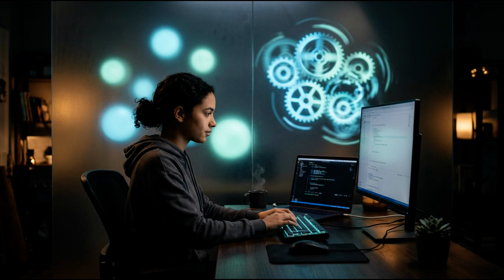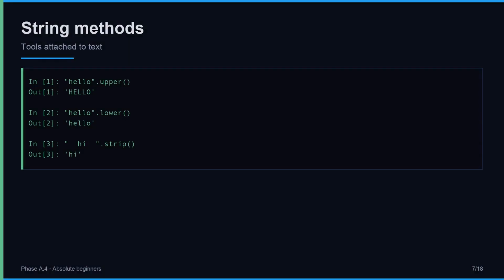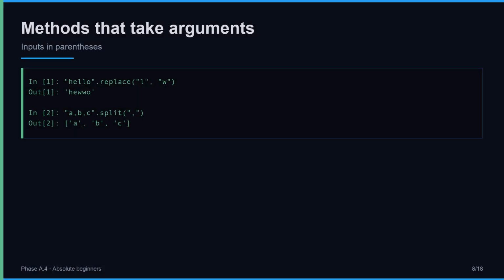Data versus action. Strings carry many methods. "Hello".upper gives back HELLO. "HELLO".lower gives back hello. A string with spaces, strip removes the spaces and gives back hi. Each method is a tool attached to the string object. The string is the object, upper, lower, and strip are methods. You reach them with the dot and call them with parentheses. Tools attached to text.